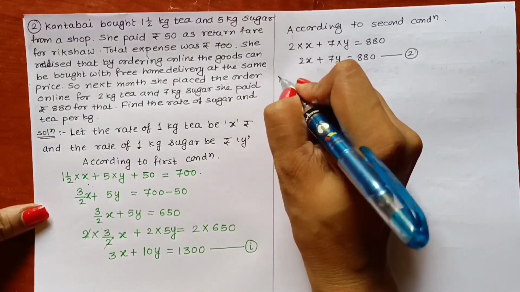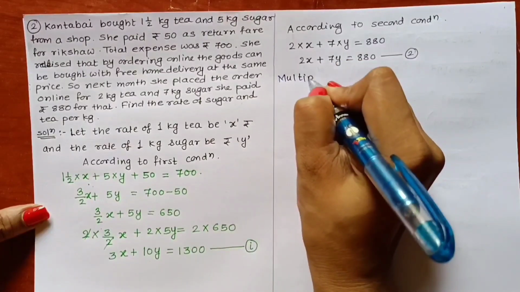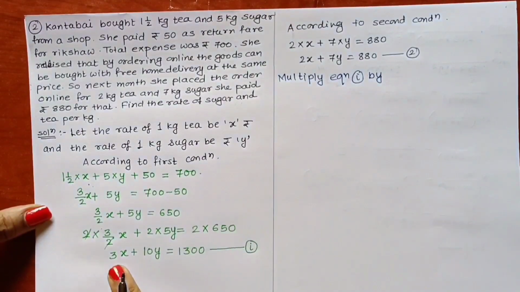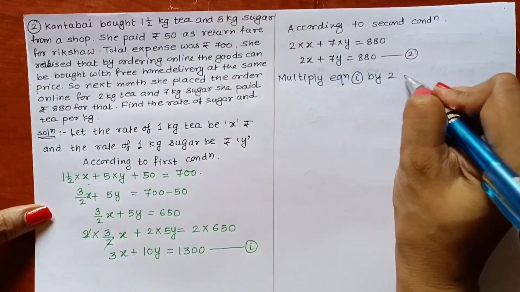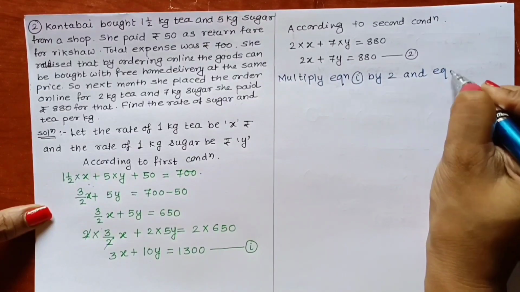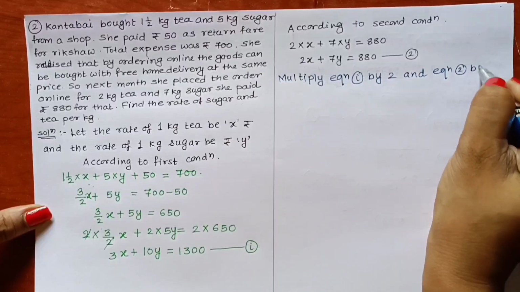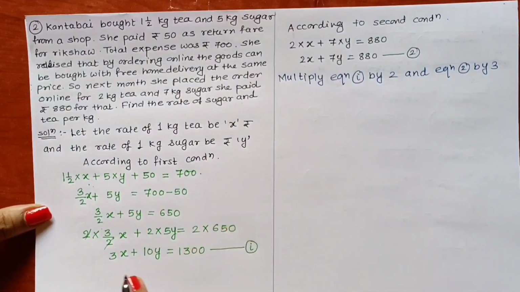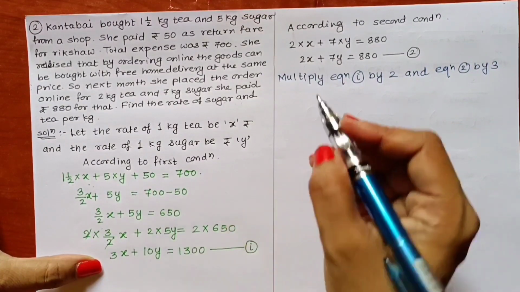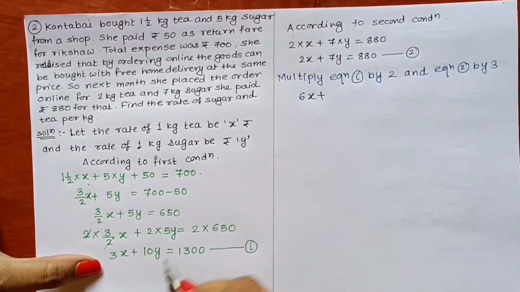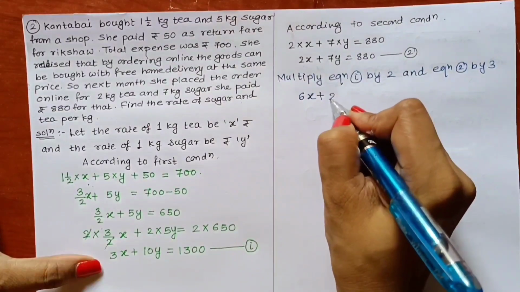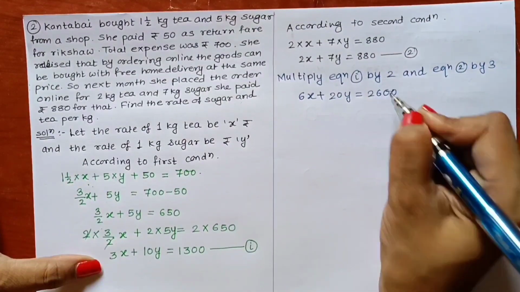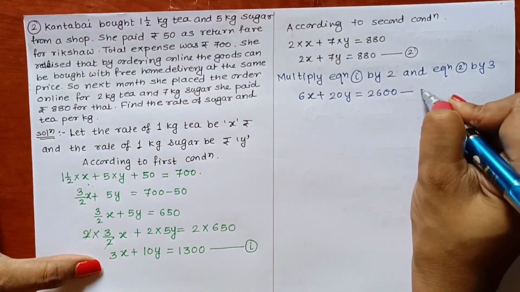So let us multiply equation 1 by 2, because 3 2s are 6, and equation 2 by 3, because 3 2s are 6. So coefficients will be equalized. So equation 1 by 2, that means 2 3s are 6x plus 2 10s are 20y equal to 13 into 2, 26, and then the two zeros, 2600. This will be our equation number 3.